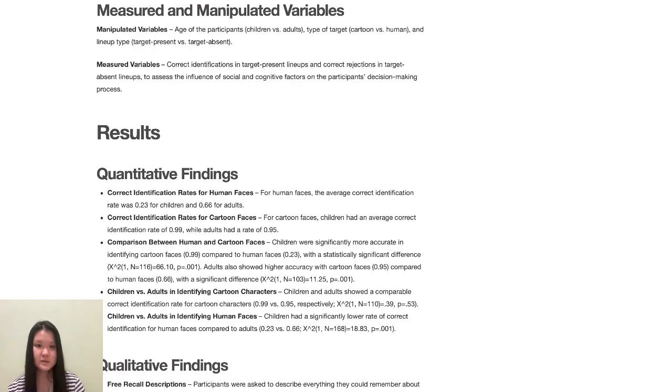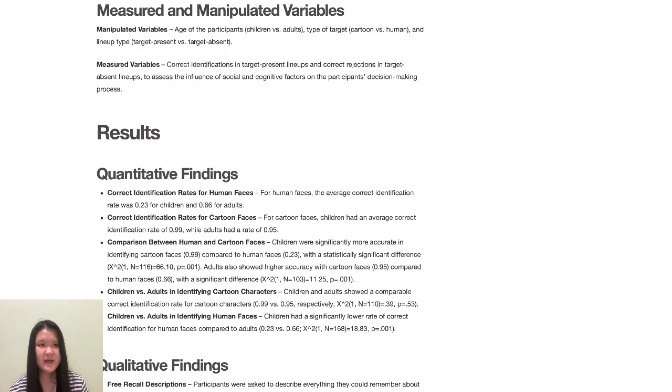The measured variable would be the correct identification and false positives of the lineup. Okay, so correct identification and what else? False positives. Right, so false positive would be incorrect identification, right? What else? I'm not sure.